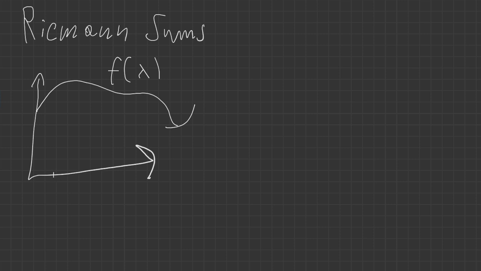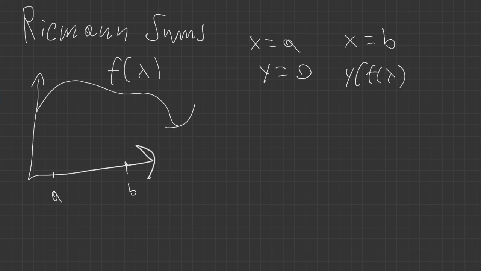What we're going to do is have our bounds a and b. So we're going to say x equals a and x equals b, and then we're going to have y equals 0. And these are the bounds of our function, and this is what we're trying to find, the area in between. So we want to find the area from y equals 0 to y equals f of x between the x bounds a and b.